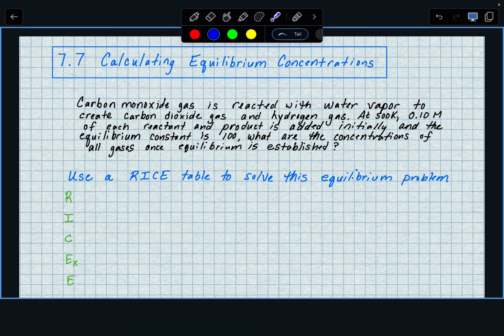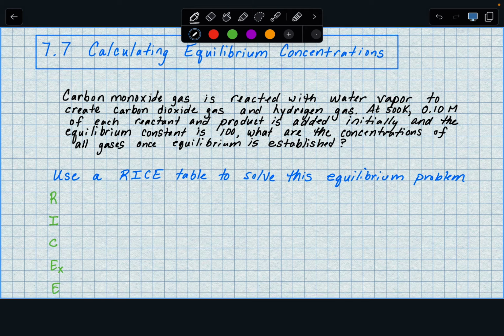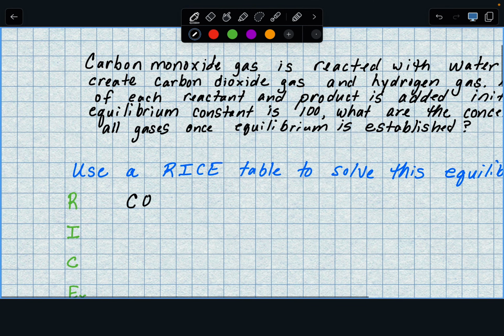What's commonly used is something called a RICE table, where you have the reaction, initial, change, the equilibrium concentrations, but with an X value given, like algebra, and then the final equilibrium concentrations, which is our end result. We're going to take this reaction with its initial set of concentrations and equilibrium constant and find these equilibrium concentrations. All right, so let's get started with the reaction itself.